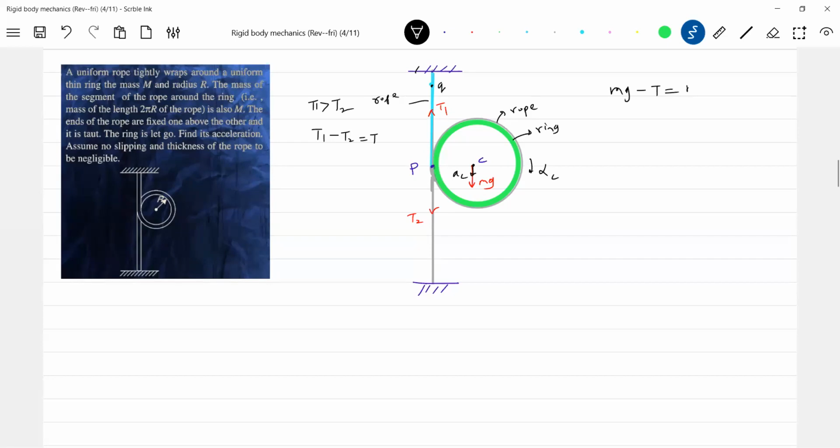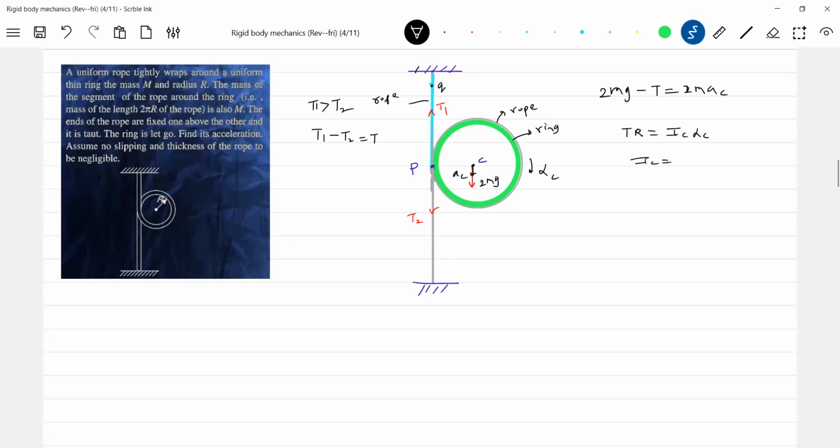2 mg, it should be 2 mg. Mass of the rope, mass of the ring. So 2 mg minus 2m AC. Then T into R should be equal to IC into alpha C.